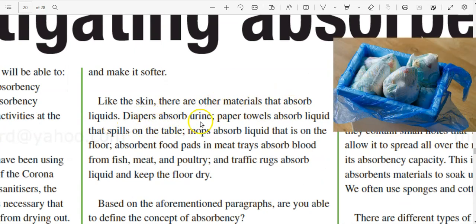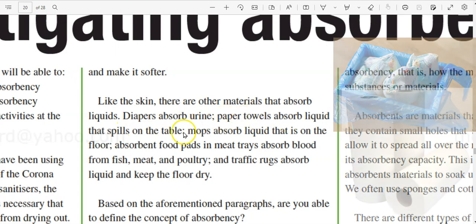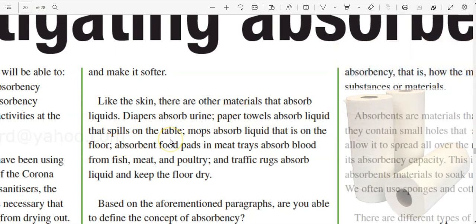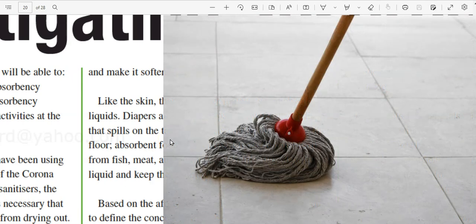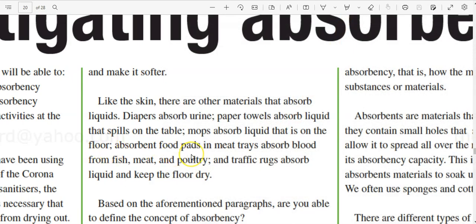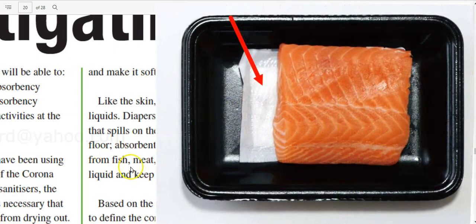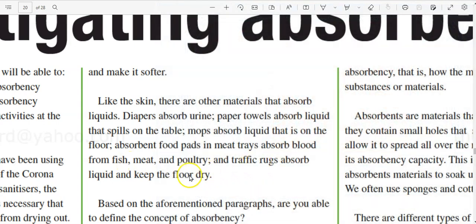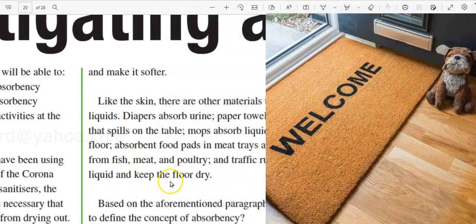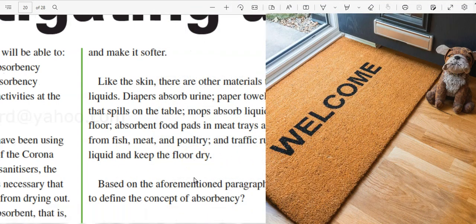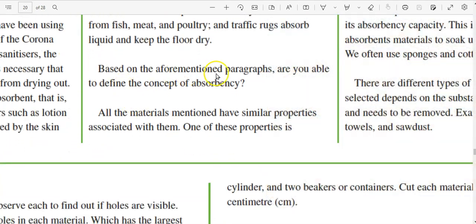Diapers absorb urine, paper towels absorb liquids that spill on the table, mops absorb liquid that is on the floor. Absorbent food pads in meat trays absorb blood from fish, meat, and poultry. Traffic rugs absorb liquid and keep the floor dry. Based on the aforementioned paragraphs, are you able to define the concept of absorbency?